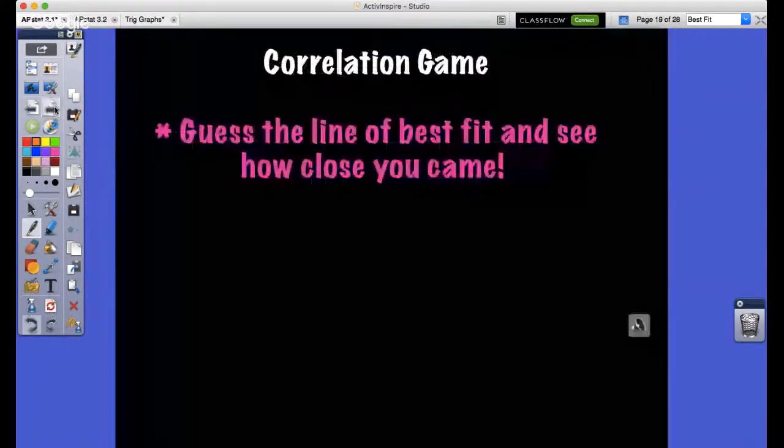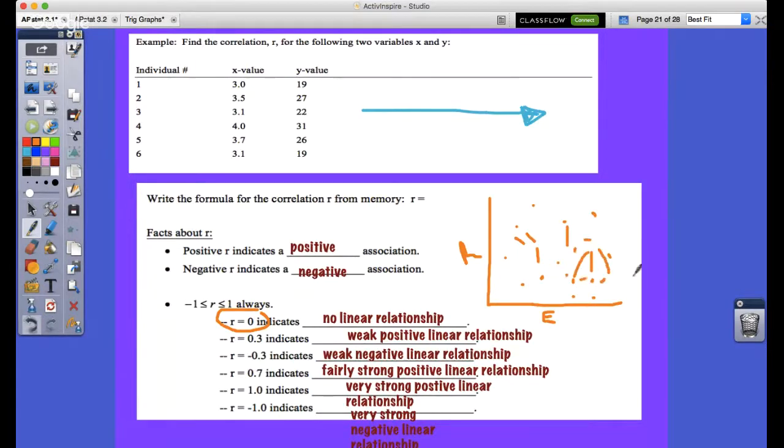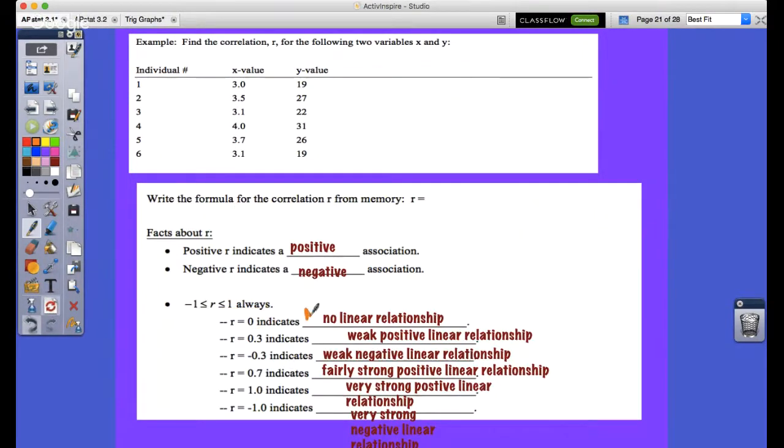We went through those notes, the correlation game, we did that. One of the things I did want to address is the idea of R. So this would be my explanatory, this would be my response, right? An R of 0 would indicate a relationship where it was just literally a cluster, okay? That's what that would be, literally a whole cluster, no rhyme or reason, right? So it has no linear relationship.